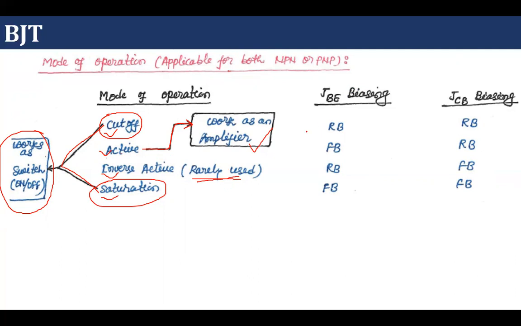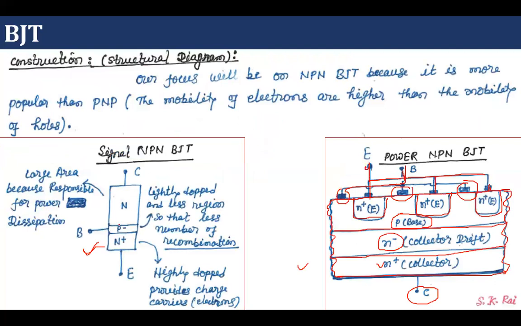Now, depending on the junction biasing, we have two junctions in this construction. We can easily see. This is known as collector base junction. This is a PN junction, collector base junction. And here also we have a PN junction, which is known as base emitter junction. So two junctions we have in case of bipolar junction transistor.